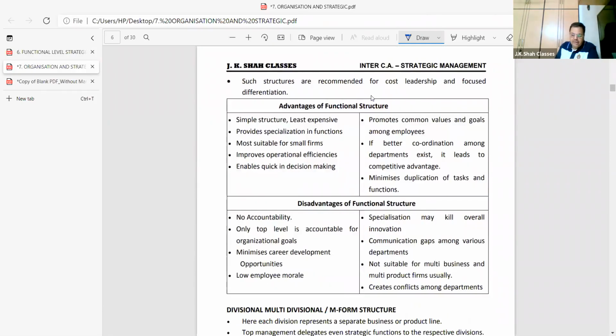What are the advantages and disadvantages? See, advantages of functional structure. What is written? First point, simple structure, least expensive. Then provides specialization in function. How come specialization? People will be doing that work again and again. So I said they become like machines only. Then most suitable for small firms. Improves operational efficiency, enables quickness in decision making. Decisions are quick. Why? Few people.